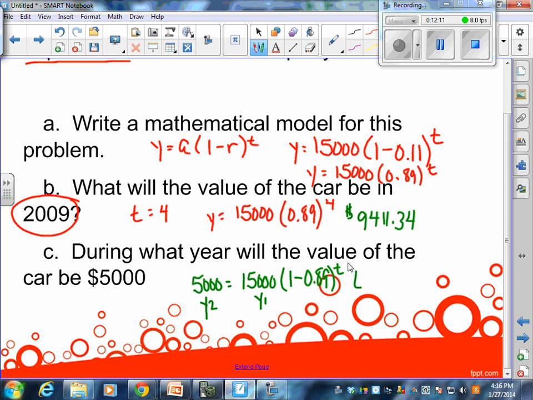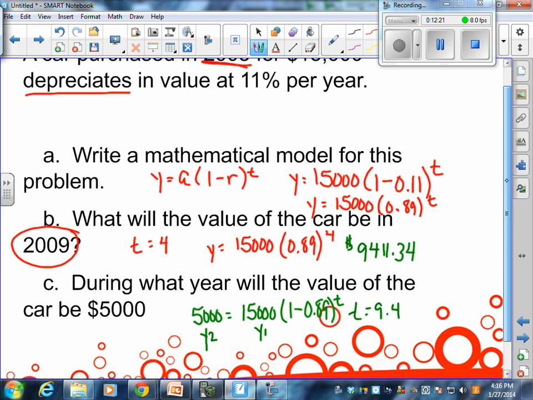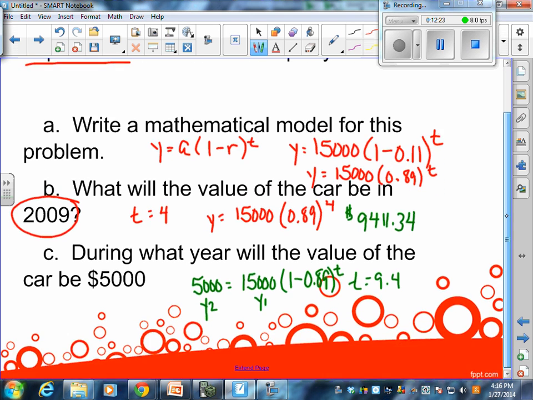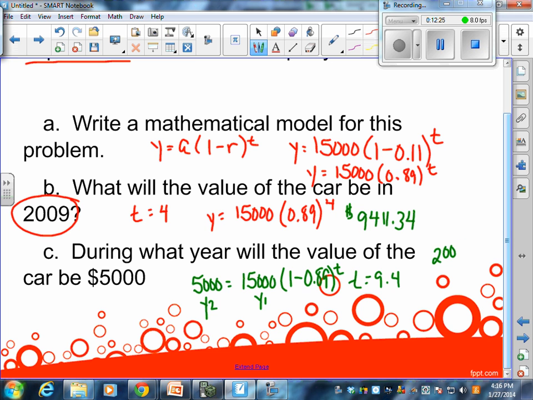So t is 9.4. But remember, this said during what year would we expect the value to be 5,000? Well, when did we start measuring? So if we go back, it started in 2005. So if I take 2005 and add 9.4, I'm going to get 2014. So somewhere close to the middle of 2014, I would expect the value of the car to be $5,000.